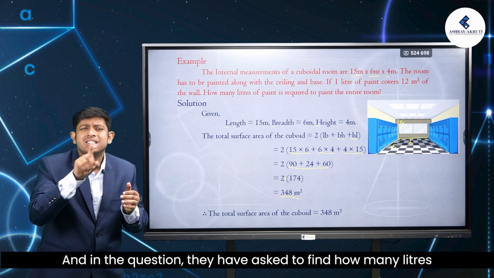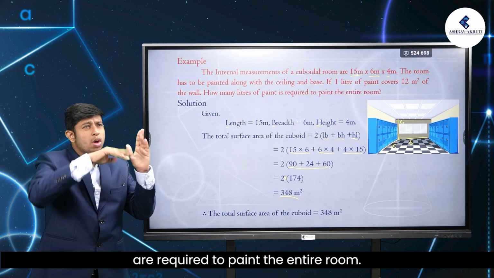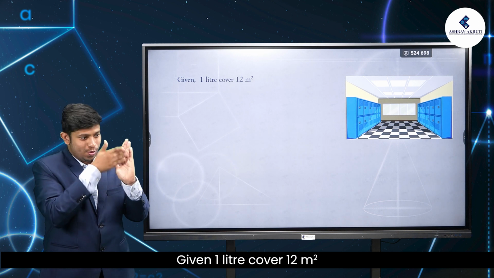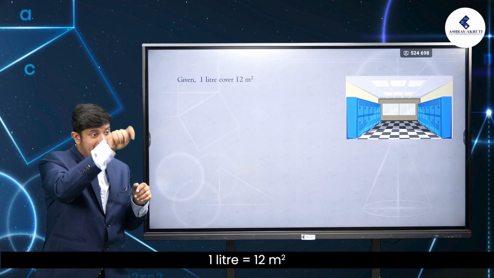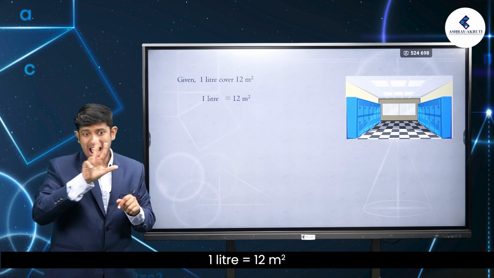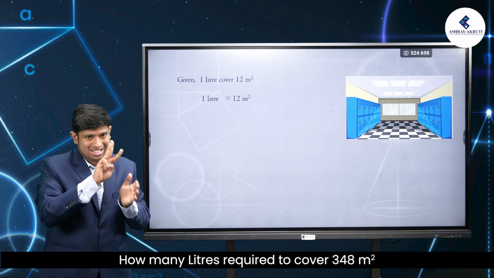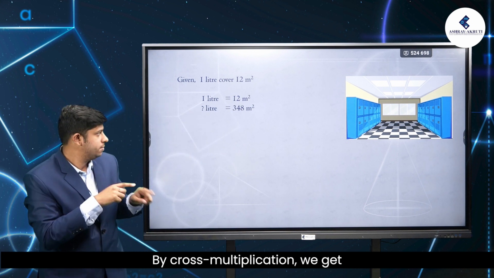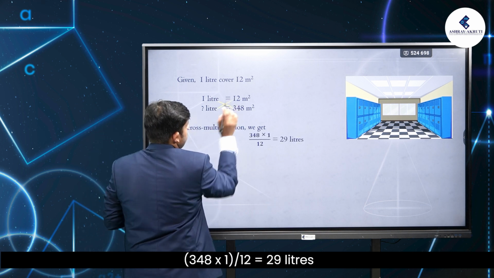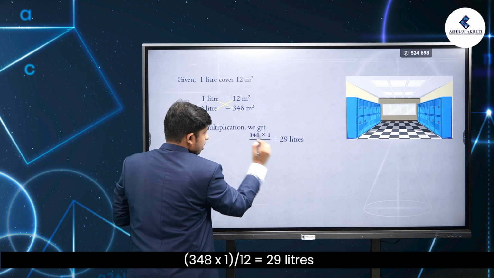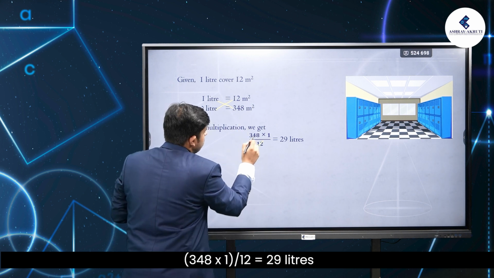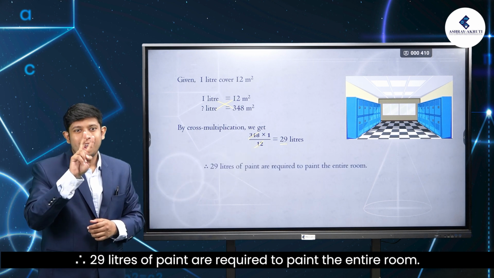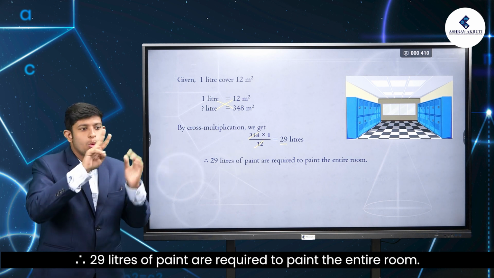And in the question, they have asked to find how many liters are required to paint the entire room. Given 1 liter covers 12 meter square. 1 liter is equal to 12 meter square. How many liters required to cover 348 meter square? By cross multiplication, we get 348 into 1 by 12 is equal to 29 liters. Therefore, 29 liters of paint are required to paint the entire room.